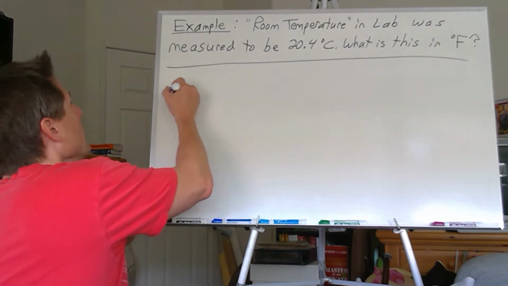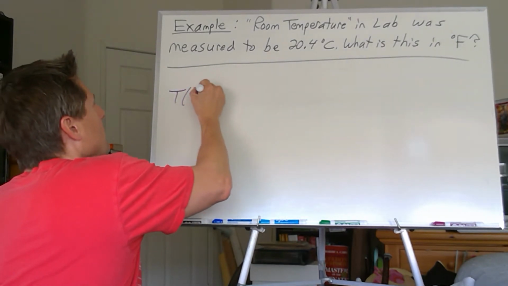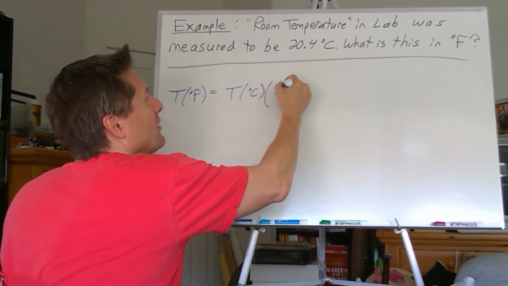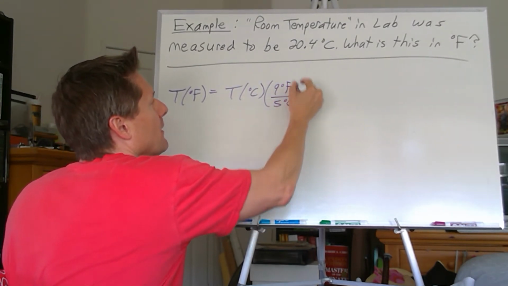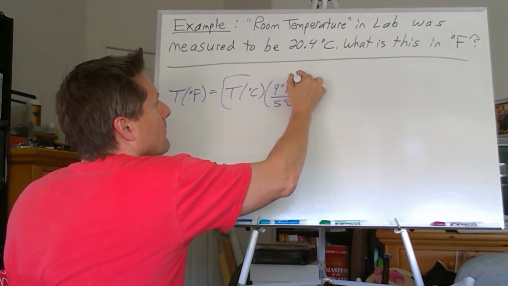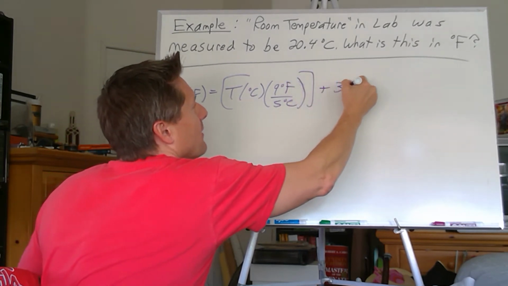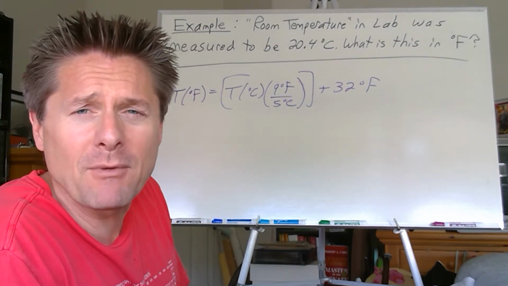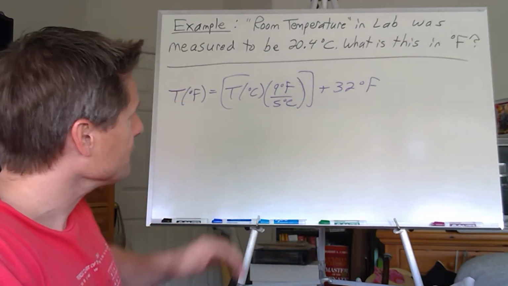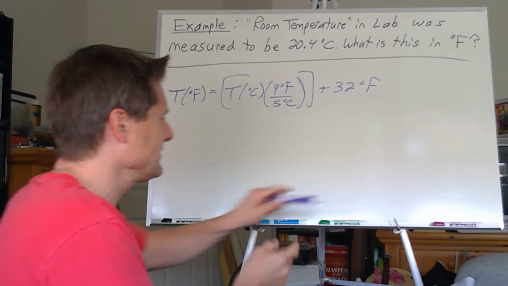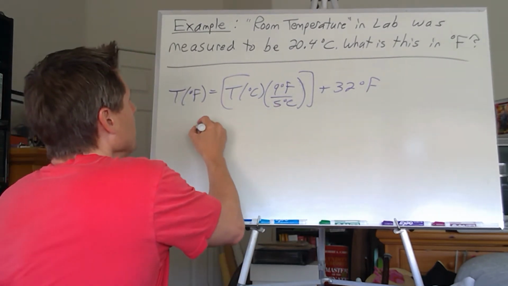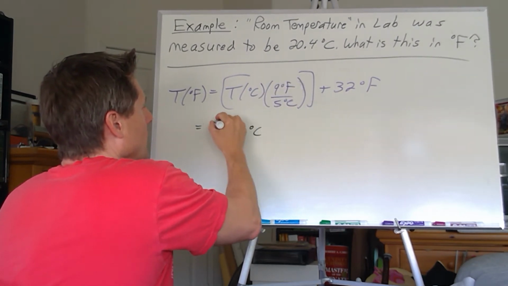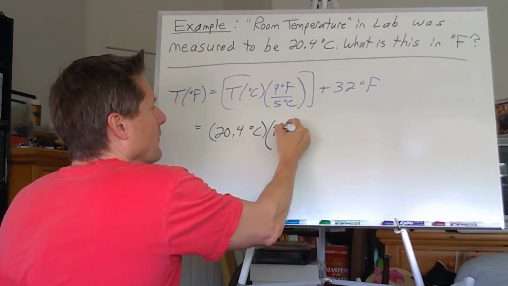All right, you ready? So the temperature in Fahrenheit is the temperature in Celsius, converted to Fahrenheit, and add 32. You don't have to memorize that. You can derive it, though. If you can derive things, you don't have to memorize them. But I would provide you this on the test. So let's pop it in there. So what's the temperature given? 20.4 degrees Celsius. Let's convert.